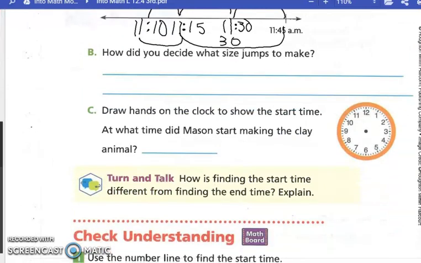So let's put 11:10. So our hour hand is going to be close to the 11. And the minute hand is going to be on the 2. Okay, so 11:10. So he started at, we figured that out, it was 11:10.